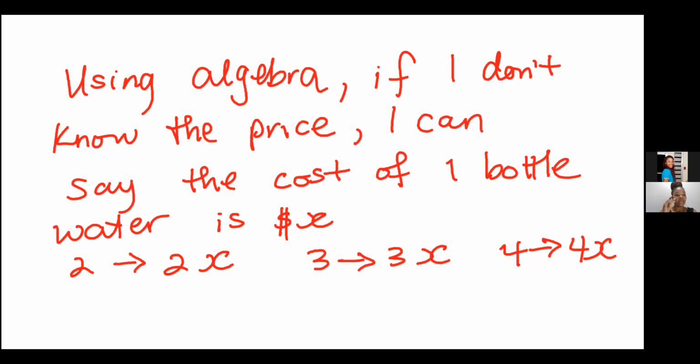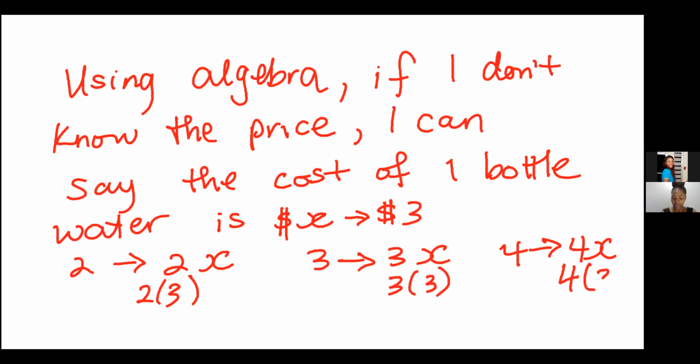So in the case I find out that X is now $3, I know that 2 bottled water is 2 by 3, 3 bottled waters is 3 by 3, 4 bottled waters is 4 by 3. So we're going to use letters to hold the place that we're going to call variables. We don't know the values until we solve for these values.